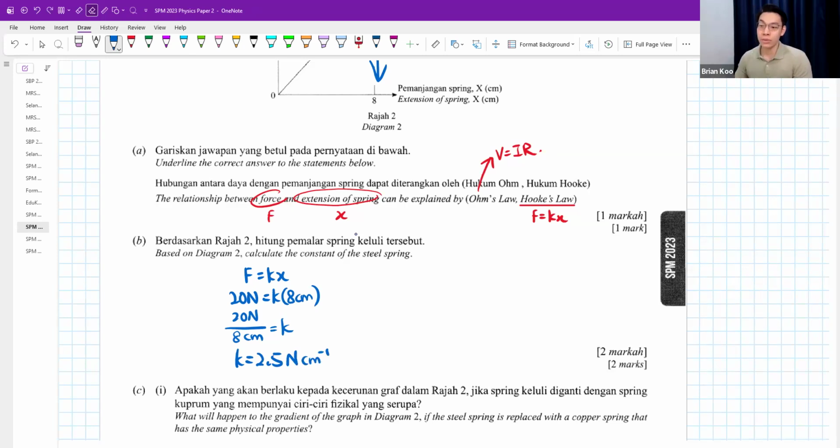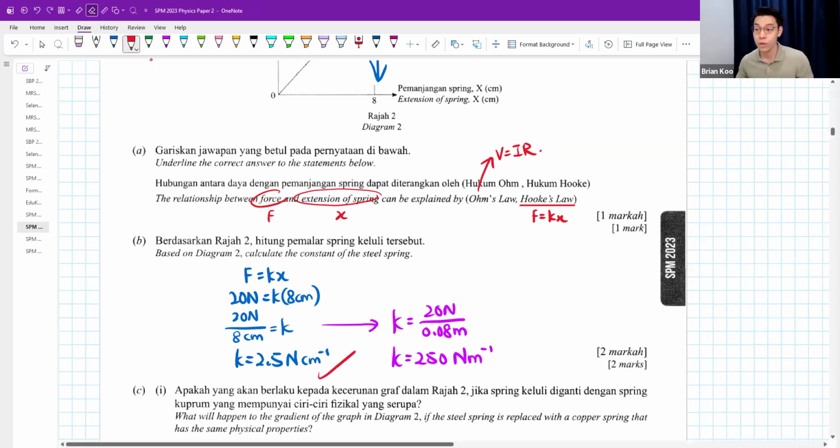But let's say if you want to do SI unit, also can, not to say cannot. Then you do like this: 20 Newton divided by 0.08 meter. Cm to meter, you divide by 100. You get 250. Both are accepted. Both also can, either one. That's why the final unit is very important. If you have no unit, you lose your mark, your final.